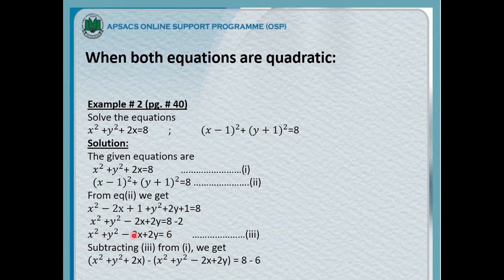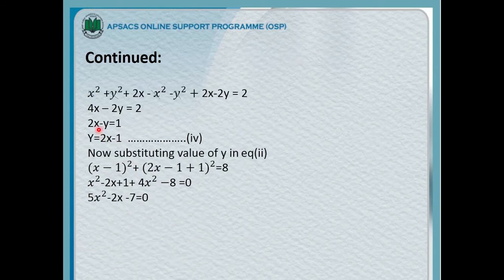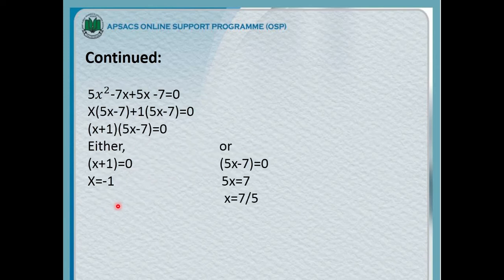Now students, I am going to subtract equation number 3 from equation number 1 to get an equation that is linear. Now we have the value of y in terms of x. We will substitute the value of y in equation number 2 to get a quadratic equation in terms of x. Now what to do? We simply factorize it. After factorization, we get two values of x.